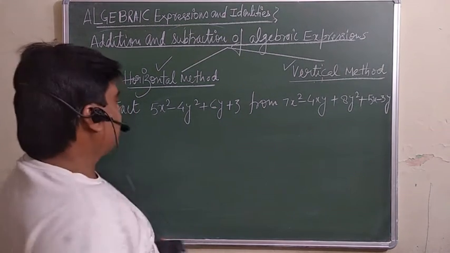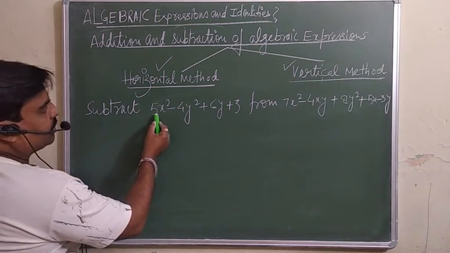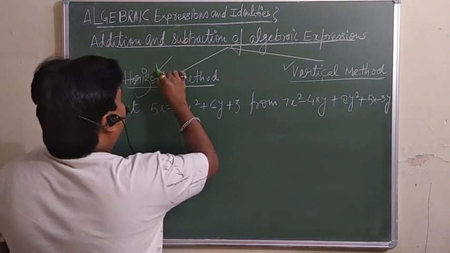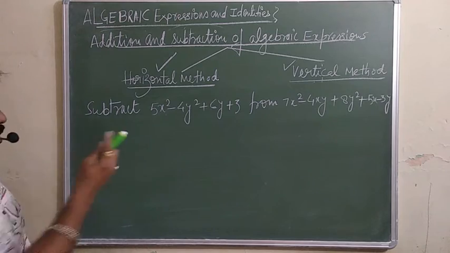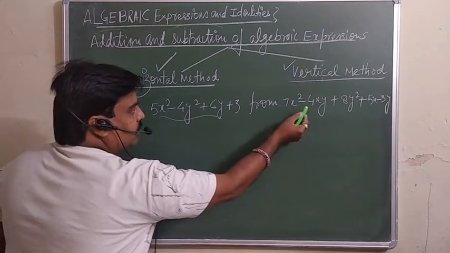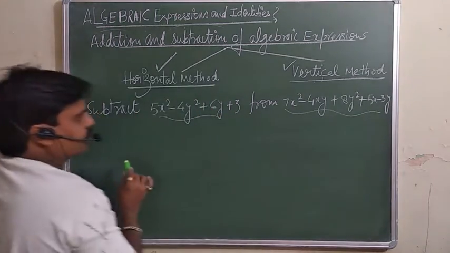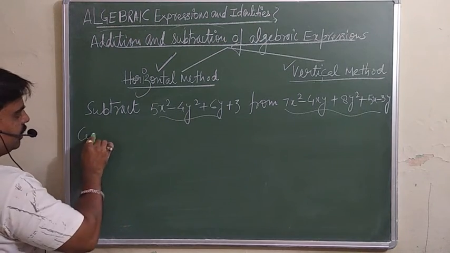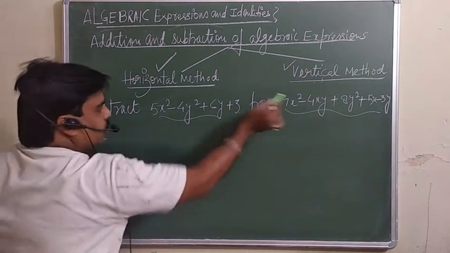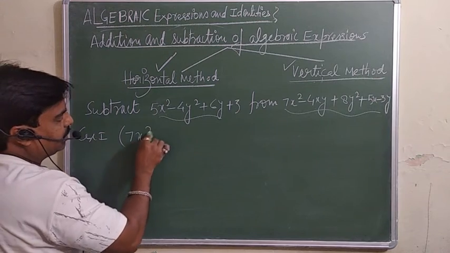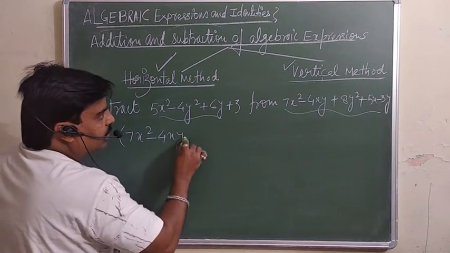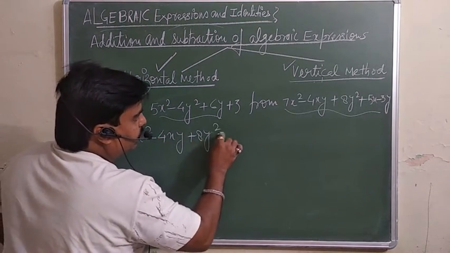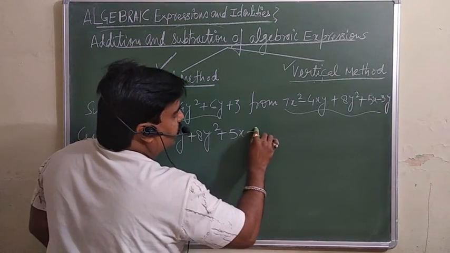Okay, now the next is the subtraction. We want to subtract this from this one. So first the horizontal method we are taking. We want to subtract this one from this one. It means ये term पहले लिखा जाएगा expression, then this one is there. So first case we are taking by the horizontal method. You must write down this one in a bracket is there. 7x square minus 4xy plus 8y square plus 5x minus 3y.